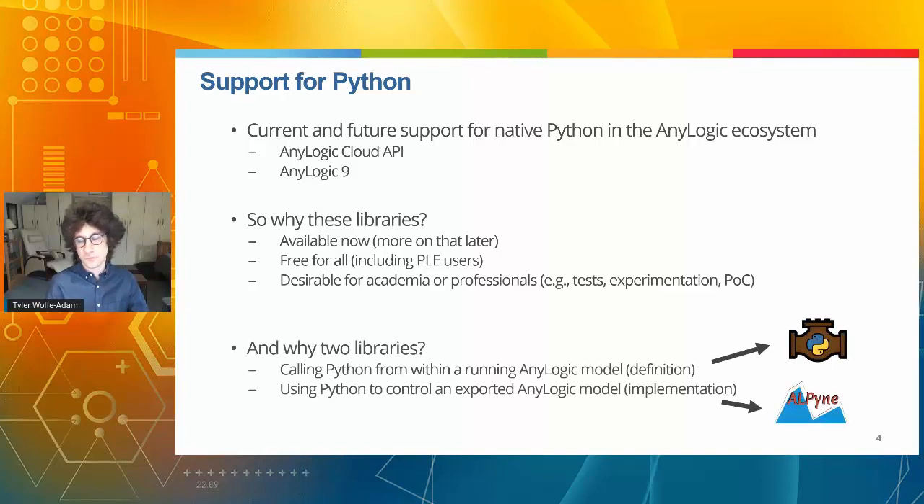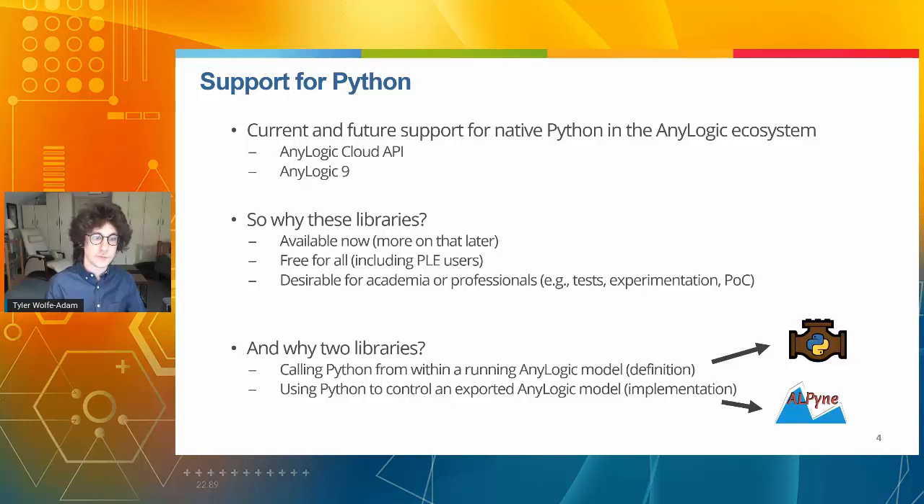Just for some more background, there are two different libraries because there are two different ways that you can incorporate Python within your modeling workflow. One is where you're calling Python within a running AnyLogic model, where you're defining some logic or calling on some external Python scripts as part of your model logic. And this is what the Pypeline library is generally used for.